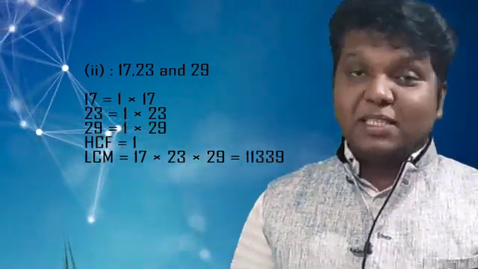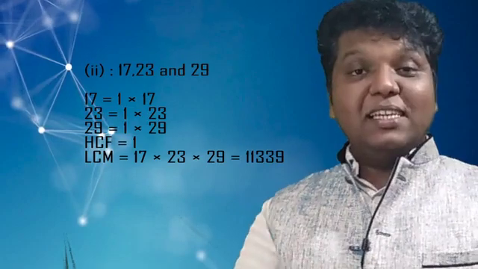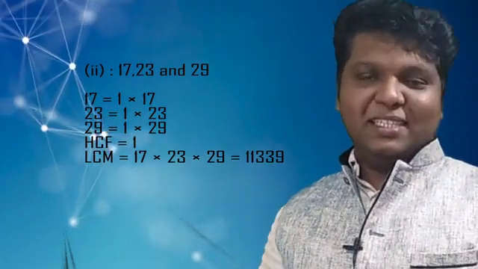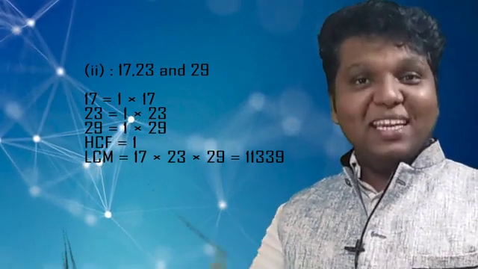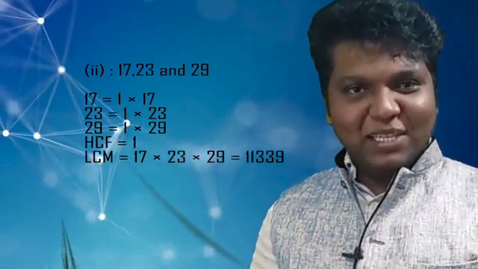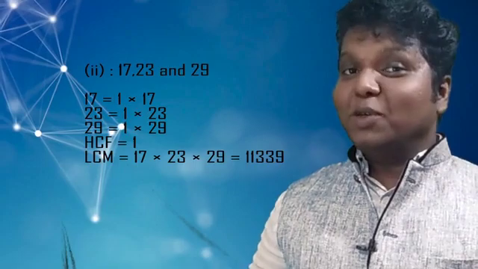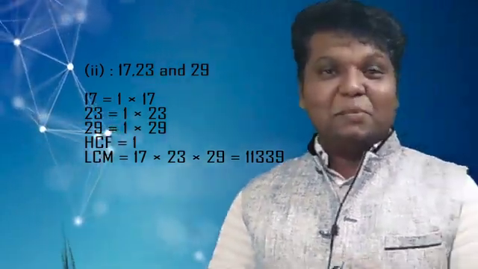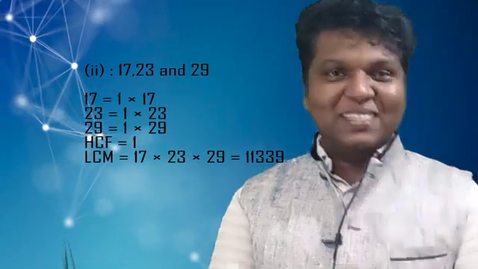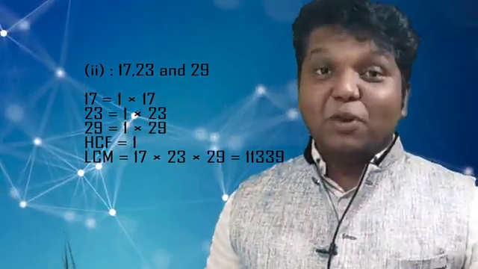So how can we express 17? 17 is equal to 1 into 17. 23 is equal to, say with me, 1 into 23. What about the next one, 29? Same, 1 into 29. You got it very easily, right? So easy. I pray that these types of questions may come in our exams. Anyhow, you got all 3 of them.